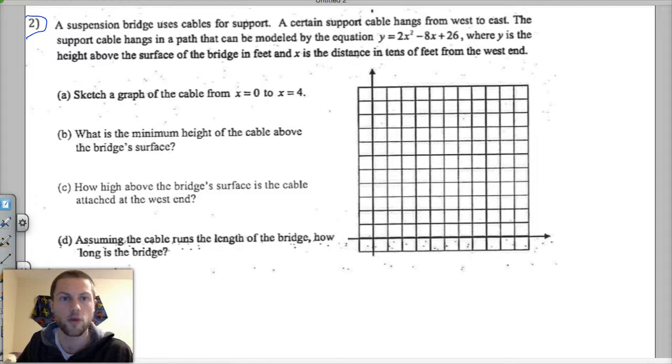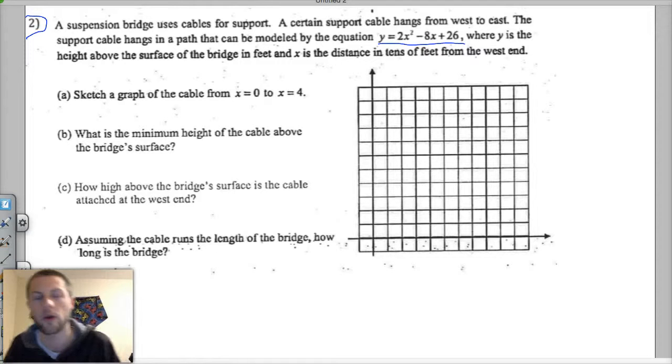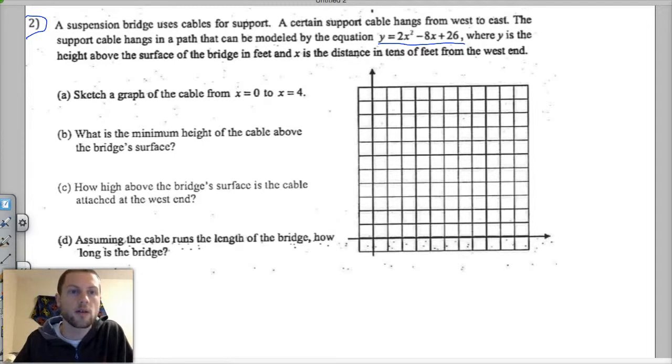We have a suspension bridge and it uses cables for support. A certain support cable hangs from west to east. The support cable hangs in a path that can be modeled by this equation, y equals 2x squared minus 8x plus 26. And it says that y is the height above the surface of the bridge in feet, and x is the distance in tens of feet from the west end.